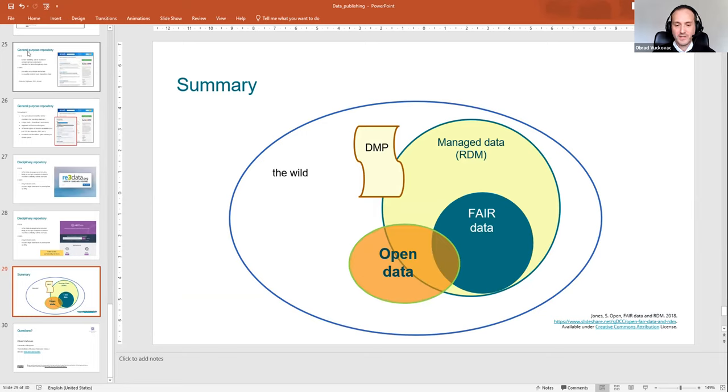So, this is at the very end, and I will just provide a quick summary of the whole process that we learned today. And you can see this graph again, but now I added the DMP as a very important and integral part of the whole process of managing data.